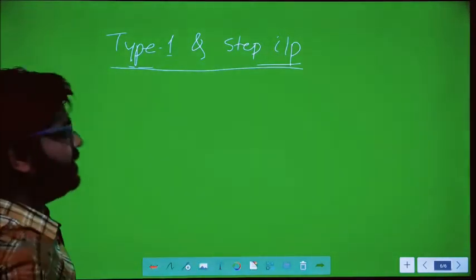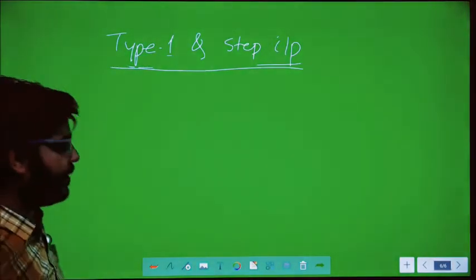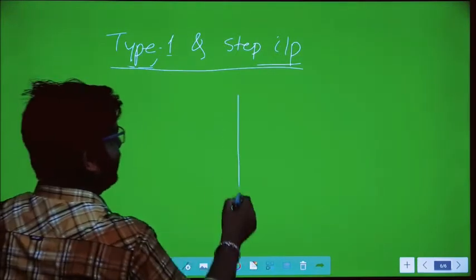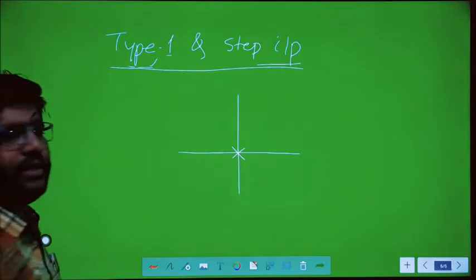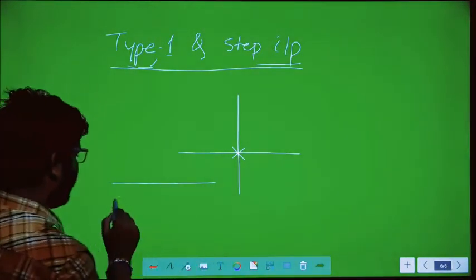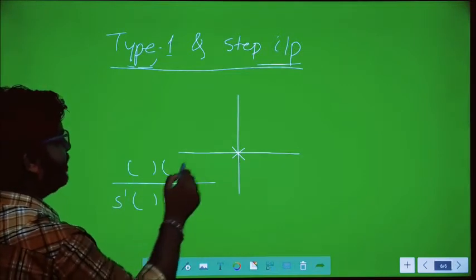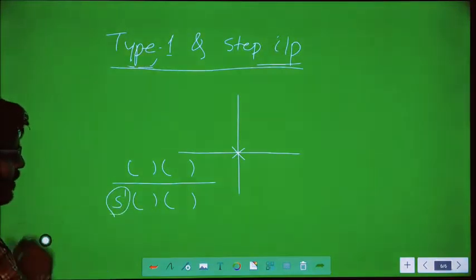Okay. My system is now a type 1 system, and the input is a step input. You know what type 1 systems are? A type 1 system has only one pole at the origin. It can look like this: s to the power 1 into something. That means there will be an s to the power 1 term in the denominator.